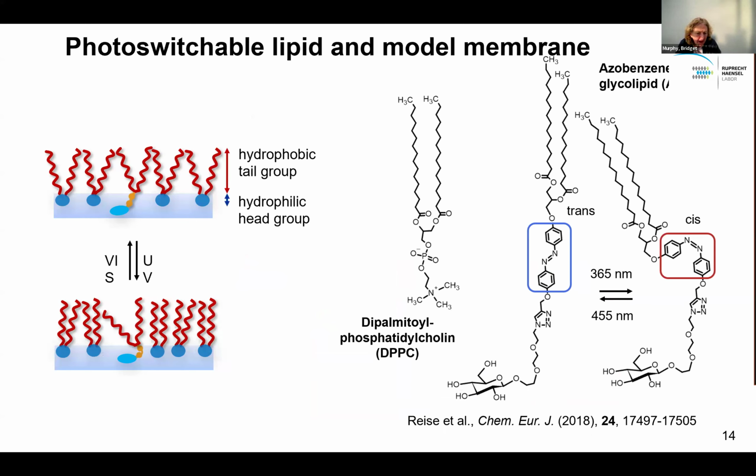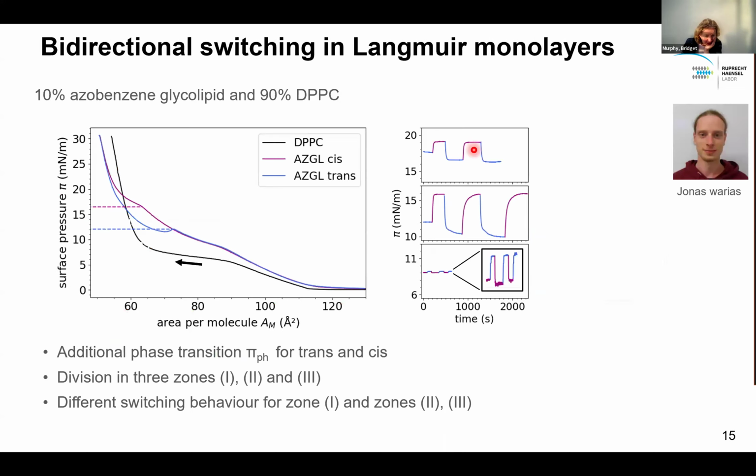reflectivity system. What we've been doing for the last few years is putting azobenzene components into glycolipids, and then we can put them into lipid membranes, for example DPPC, and by using visible or UV light, we can switch them. Here are pictures of the surface tension, and you can see that if we sit at 18 millinewtons per meter, we can switch between the trans and the cis state backwards and forwards.